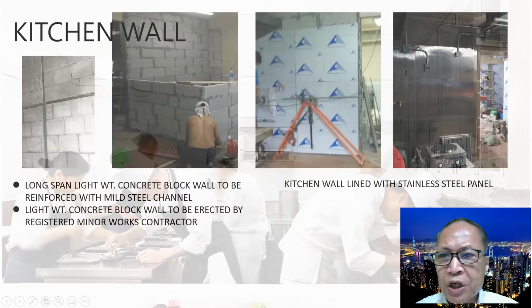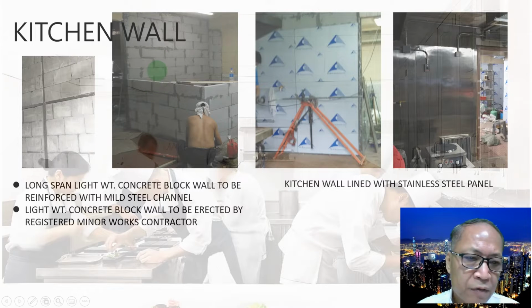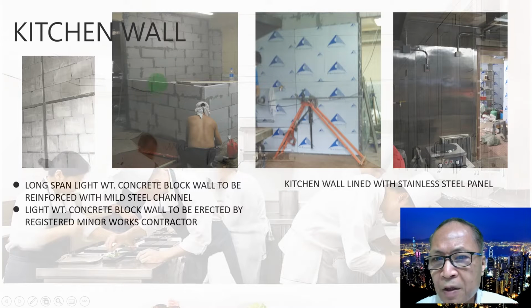Okay, the kitchen wall. You see, this is the kitchen wall. Nowadays we use lightweight concrete block. The kitchen wall only requires a 1 hour fire resistance period, only 1 hour. But if the wall is in a big area, then you require steel channel reinforcement, so it won't collapse.